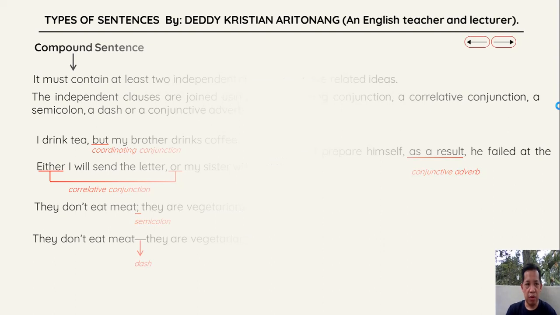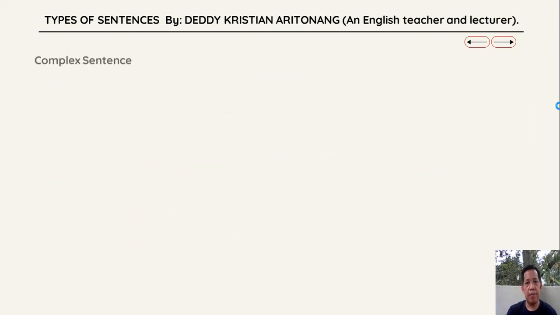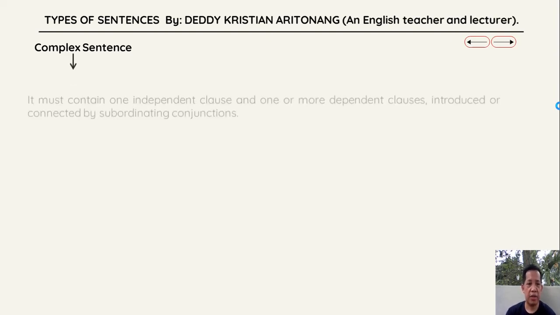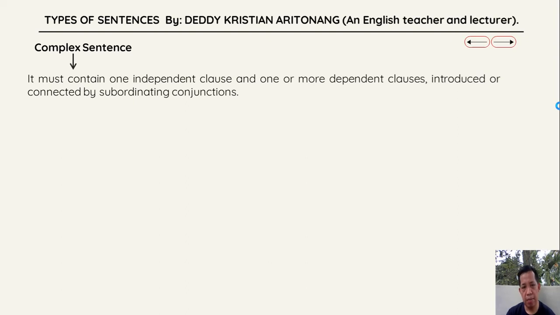Okay, now let's move on to the third type of sentence, which is called the complex sentence. A complex sentence must contain one independent clause and one or more dependent clauses. They can be introduced or connected by subordinating conjunctions. Again, in my previous video, I have already introduced a little bit about subordinating conjunctions. Okay, so these are some examples.